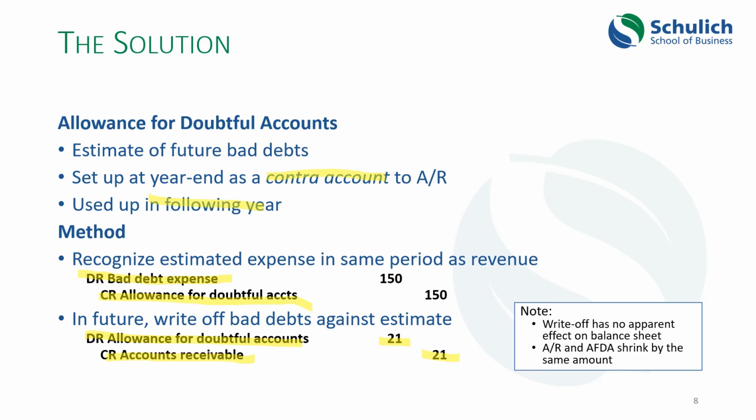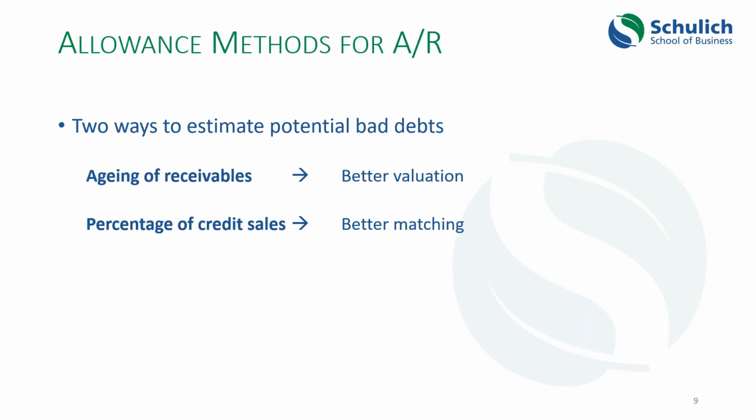So by taking a little bit out of each of those two accounts, the net of those two numbers doesn't change at all. You're reducing both the accounts receivable and the allowance by the same amount. So the disclosed amount of accounts receivable doesn't change. And of course, because these are both balance sheet accounts, there's no effect on the income statement at this moment in time.